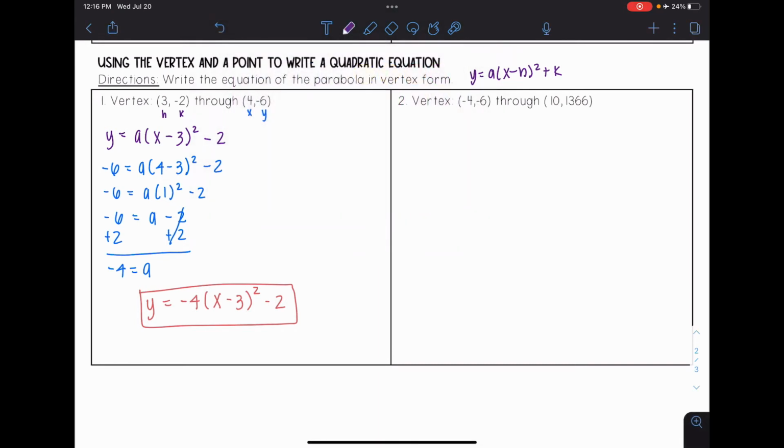Okay, let's look at one more. Here the vertex is (-4, -6), and it goes through the point (10, 1366). So I have my vertex form, which is y equals a times x minus h squared plus k. My vertex is (-4, -6), so that means that h is -4, k is -6. And then I have the point (10, 1366). That means that x is equal to 10 and y is equal to 1366.